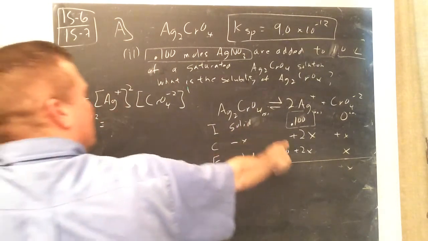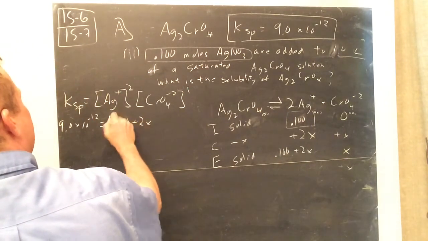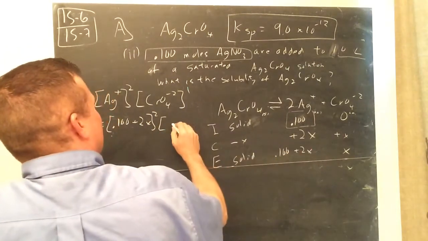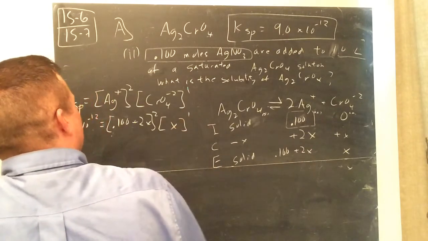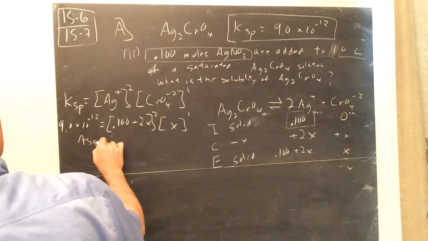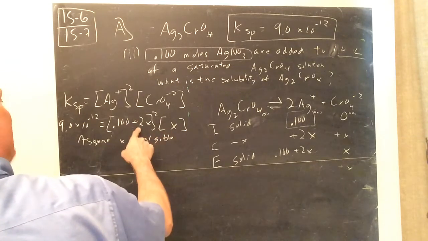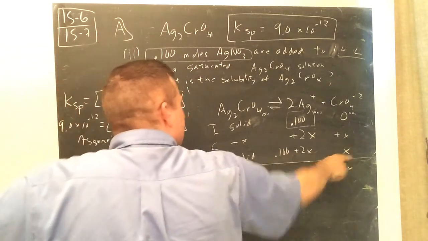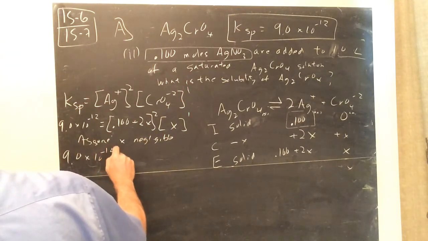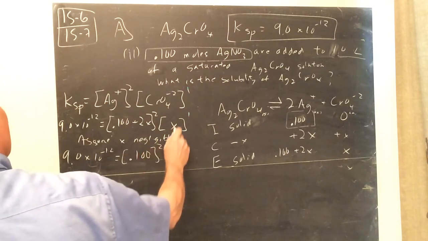The silver at equilibrium is 0.100 plus 2x, and it's going to have to be squared. And then the chromate at equilibrium will be just x, to the first power if you want to do that. All right, so we'll assume x is negligible, and anything you add, a plus 2x, or minus, there's no minus, can be taken away. So 9.0 times 10 to the negative 12 equals 0.100, don't forget it's squared, times x.